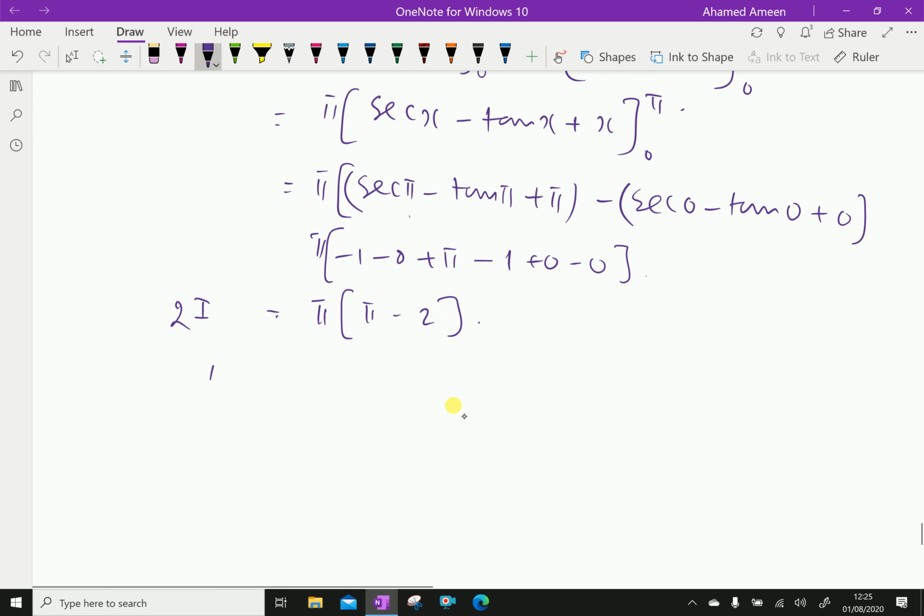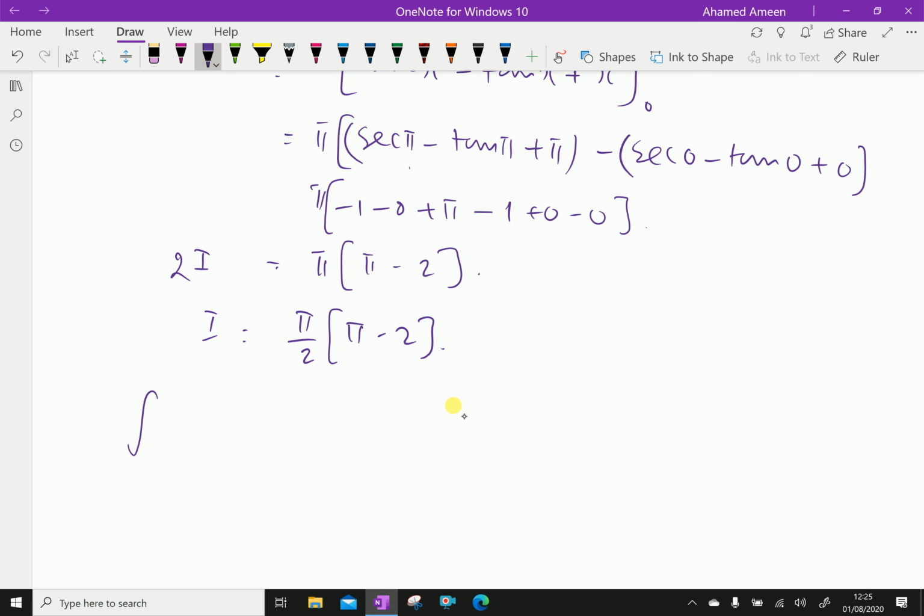Therefore, I equal pi by 2 into pi minus 2. Therefore, we can say integral of 0 to pi x sin x over 1 plus sin x dx equal pi by 2 into pi minus 2.